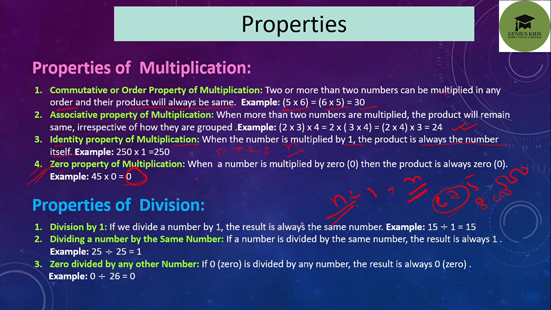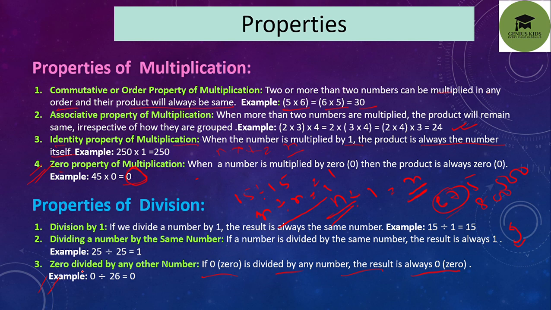Dividing a number by the same number. If any number is divided by the same number, the result is always 1. This is actually the opposite of the previous one. So 15 divided by 15 is always 1. Any number n, n divided by n, is always 1. Zero divided by any other number: if 0 is divided by any number, the result is always 0.